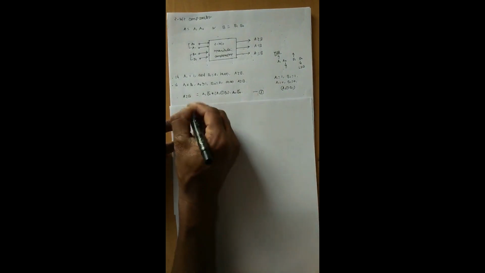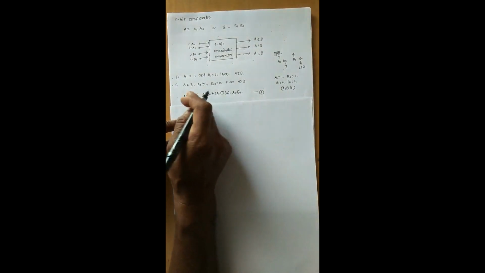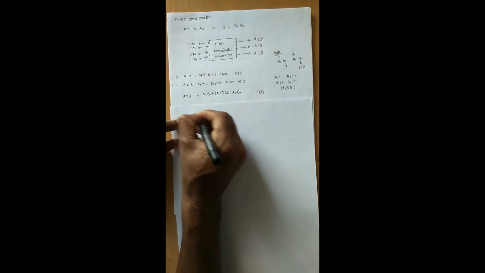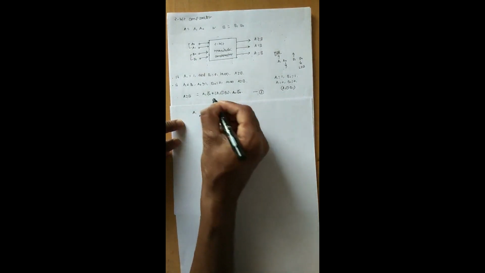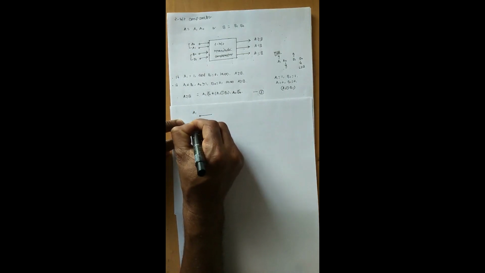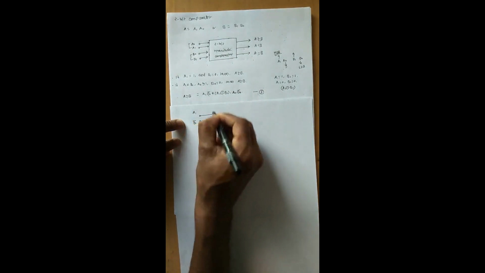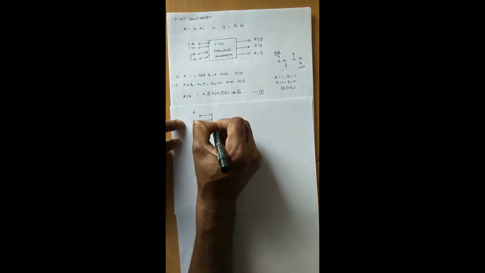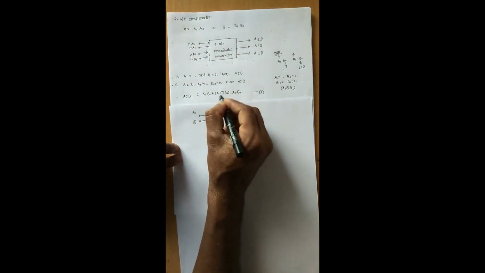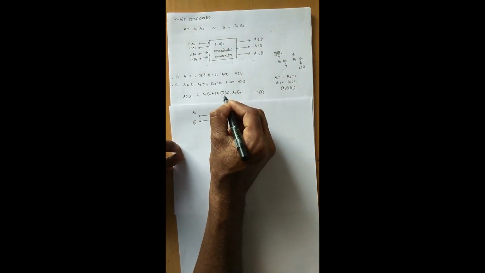First, for this A is greater than B, we need A1 into B1 complement. So consider this A1, and for the other input we consider B1 complement, and they are ANDing with each other, so use an AND gate. Okay, in the second condition, A1 and B1 both are XNORing with each other.